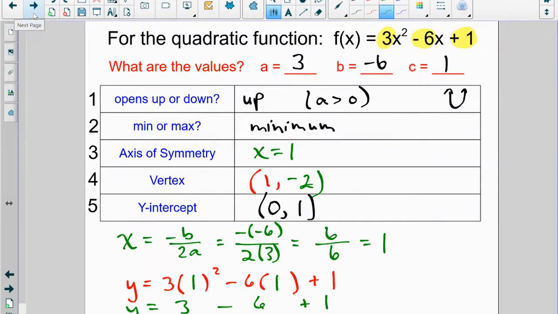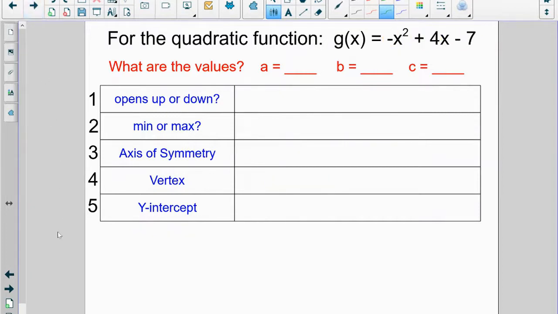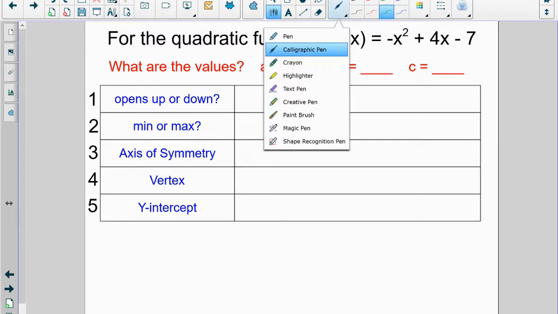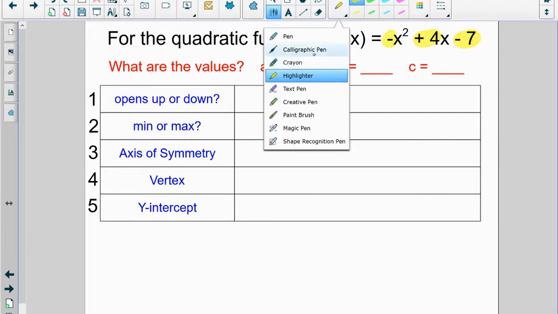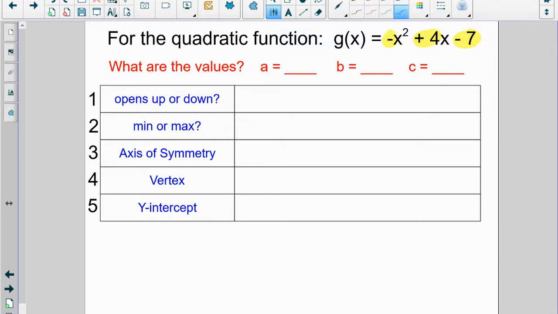All right, let's try again. This time our equation reads g of x equals -x squared plus 4x minus 7. So the value of a, I don't see a number there. All I see is a negative sign. I wonder what that could be. Well, hopefully you remember that a then is -1. B is +4. C is -7. Notice I just take the numbers right out of the equation.